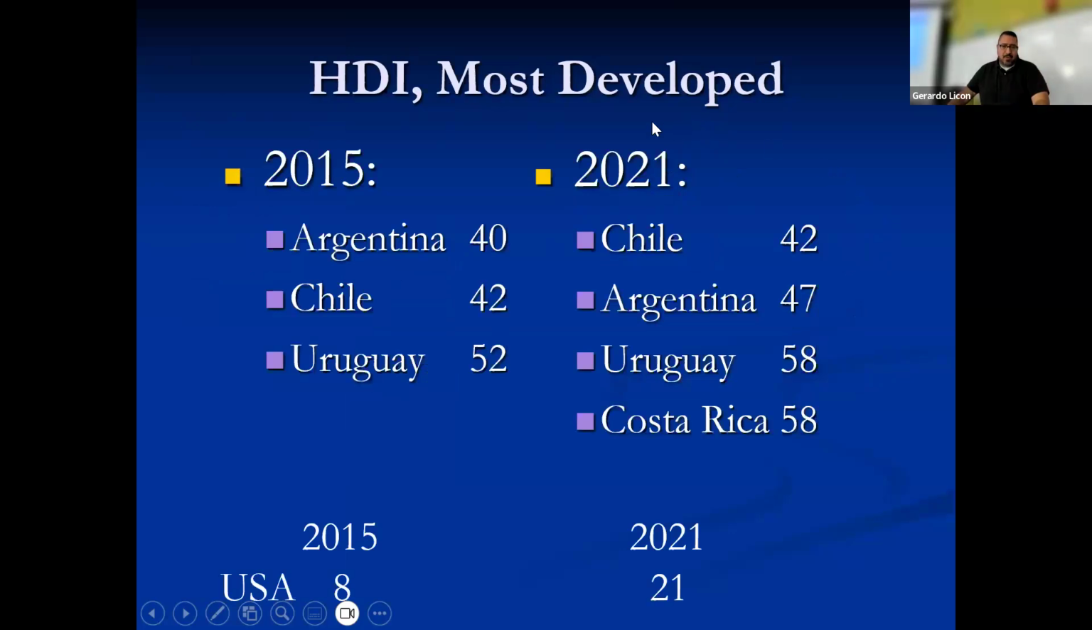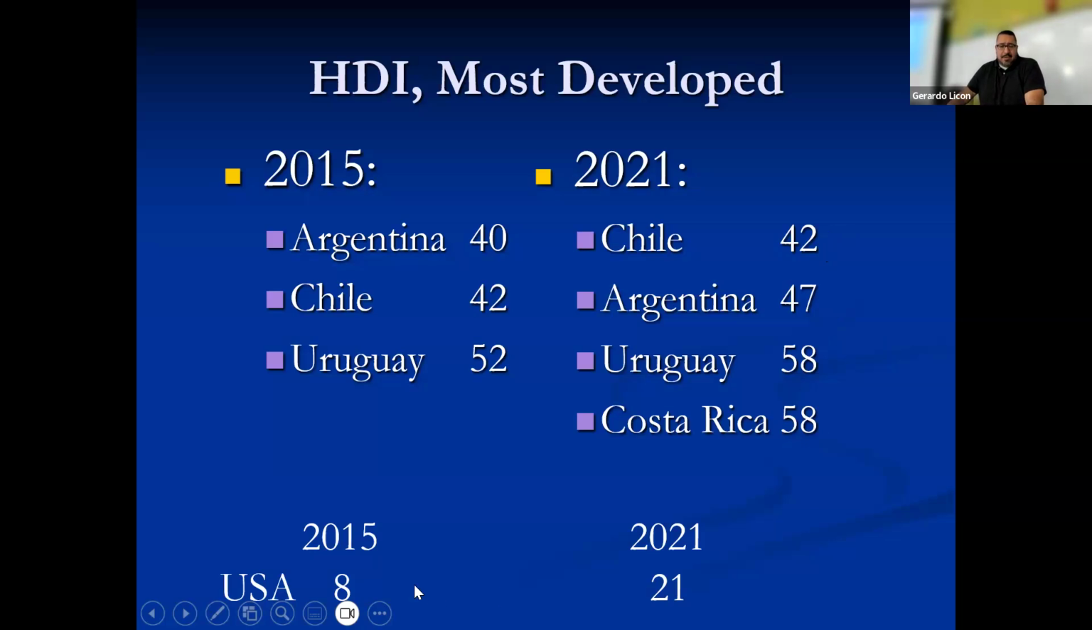What about the highest ranked? In 2015, it was Argentina, Chile, and Uruguay. In more recent numbers from 2021, Chile overtook Argentina. Argentina became second place. Uruguay was still in third. And if we were to add a fourth, Costa Rica would be number 4.